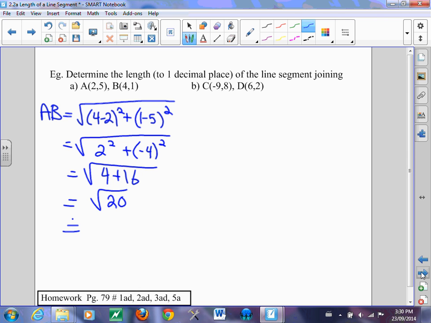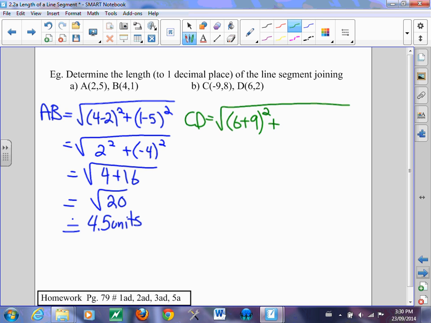And that equals approximately, that's the rounding symbol, 4.5 units. Next one, ladies and gentlemen, and guess what? Last one. Let's get her done. So CD equals, x2 is 6. Subtract a negative becomes plus squared, plus 9 squared. And then we take a look at y2, which is 2, subtract 8 squared. Please start with your square root sign. That helps me remember that I've got to take the square root. So you have 15 squared plus negative 6 in brackets squared.